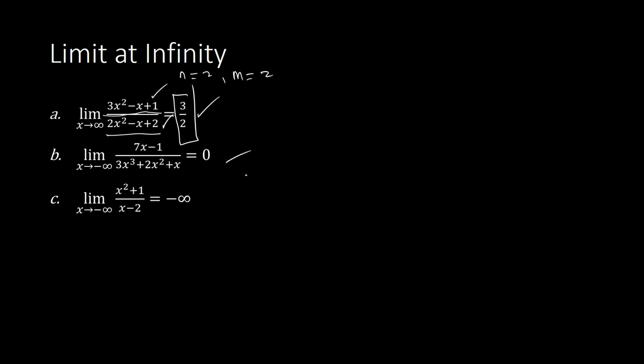Now let us look at this. The limit of this function as x approaches negative infinity is 0. Now look at the pattern here. The degree of our polynomial function in the numerator is 1. The degree of our function in the denominator is greater than the degree of the function in the numerator. So in this case, m is greater than n.